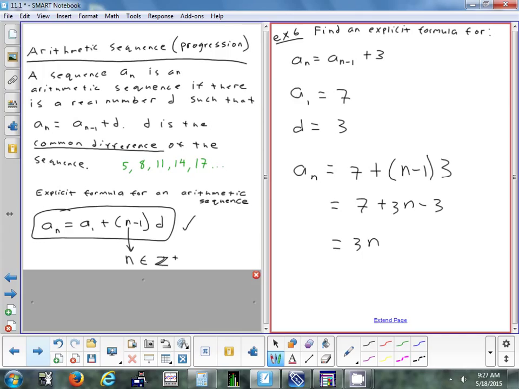All right, so distribute out the 3. You get 3n minus 3. Okay, I'm going to put 3n first just because we usually write it in descending order. And then 7 minus 3 gives me 4.